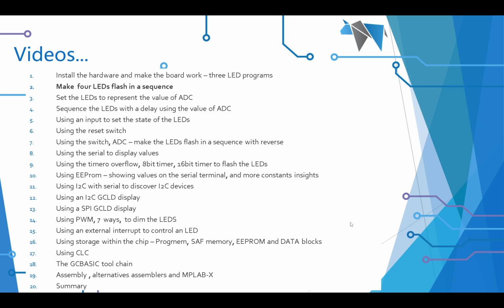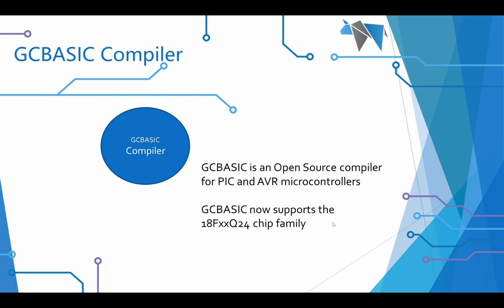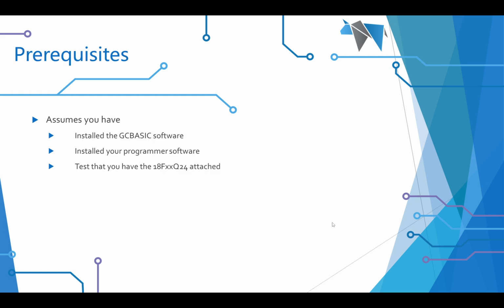So this is tutorial number 2. This is going to make 4 LEDs flash in sequence. Pretty simple, and I'll show you how you're going to do it. GCBASIC is an open source compiler for PIC, AVR, and LGT chips, and supports these chips. I'm going to assume that you've got the software installed, and that you've got your programmer installed and you've tested that it all works. I'm going to make those assumptions because that's fair.